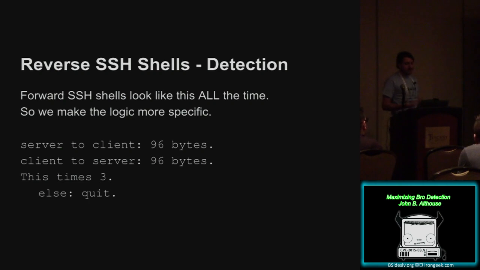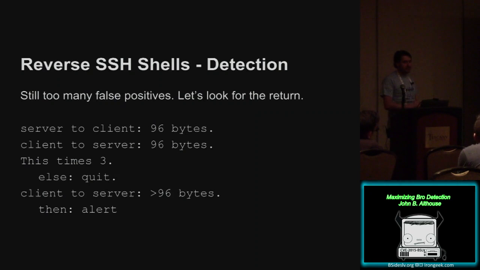So instead, I decided to go, all right. So it's a reverse SSH shell. So the threat actor is on the server side, and he's typing from the server side to the client. So let's look at from server to client 96 bytes, then from client to server 96 bytes. Have that happen 3 times over, and if something doesn't match it, then quit. So way too many false positives. That didn't work at all.